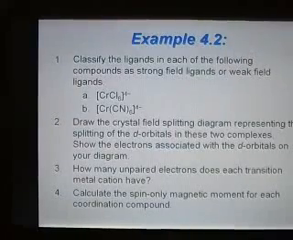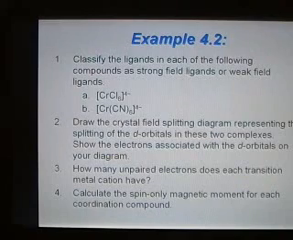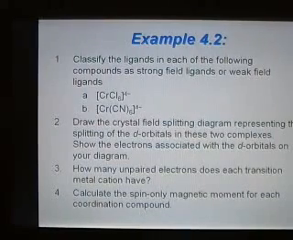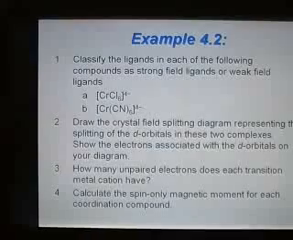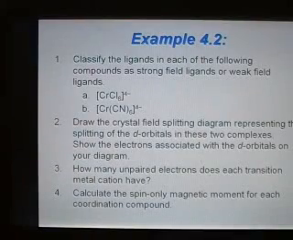Based upon your answer to part 1, draw the crystal field splitting diagram representing the splitting of the d orbitals in the two complexes. Make sure that you draw in the electrons associated with the d orbitals on both complexes. Third, how many unpaired electrons does each transition metal cation have? And then finally, calculate the spin-only magnetic moment for each coordination compound.